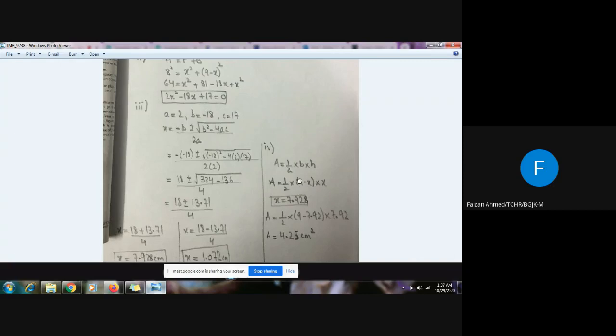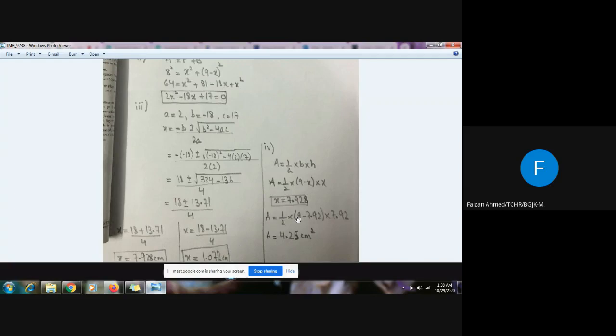But the problem is that I have two values of x over here, and I can use both the values because fortunately the answer from both the values is coming out to be the same. I have only calculated the answer from one value. You can also calculate the answer from the other value and you will see that the answer will be the same. So x is equal to 7.928 centimeter. I'm taking this value. You can also take this. The answer will be the same.